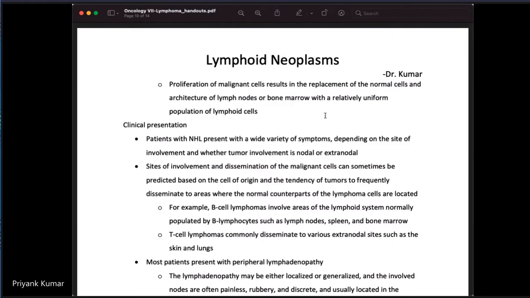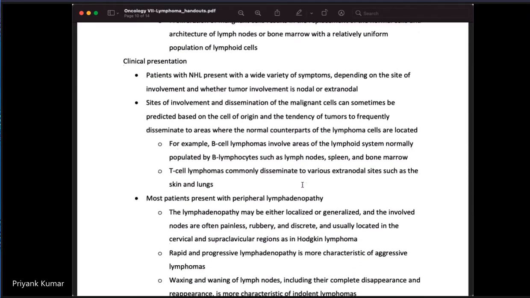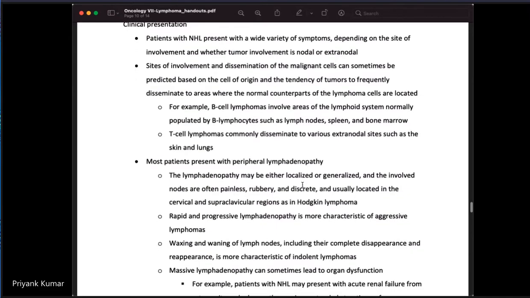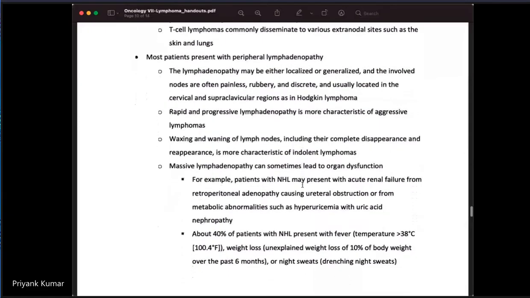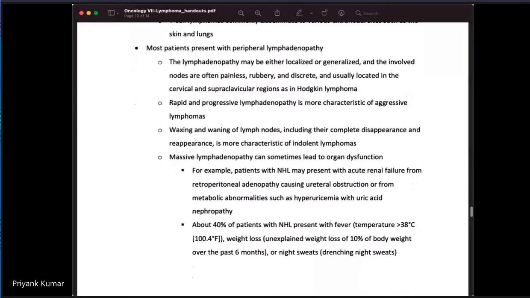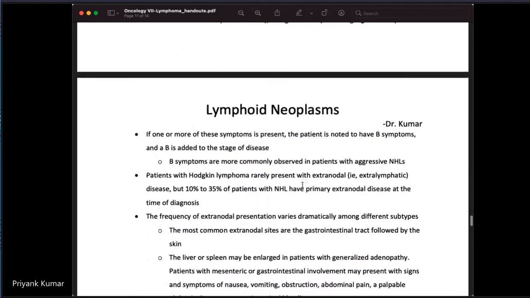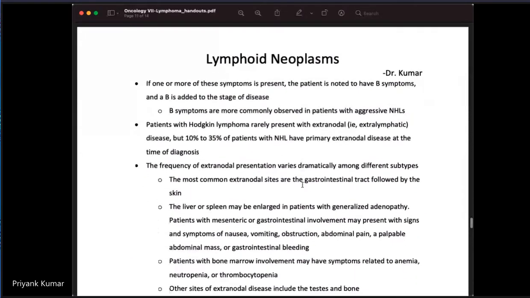Now, clinical presentation, just go over the symptoms that are there. I will not test you on the details of clinical presentation because I'm not a clinical pharmacist. But just go over the important clinical symptoms.